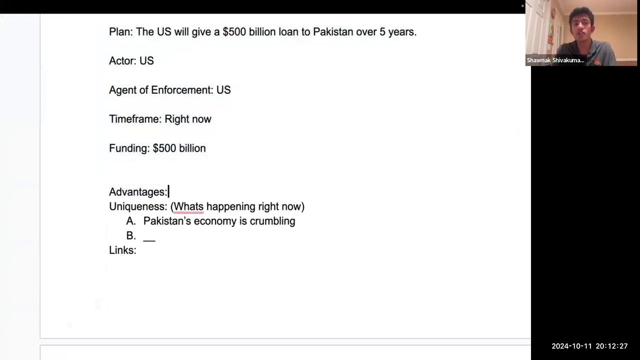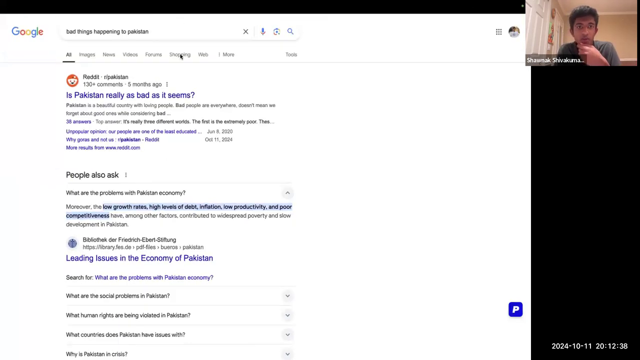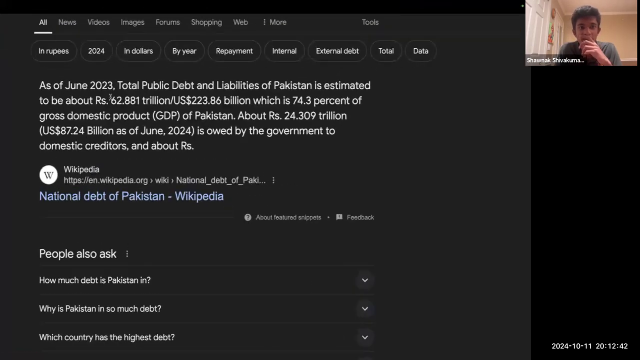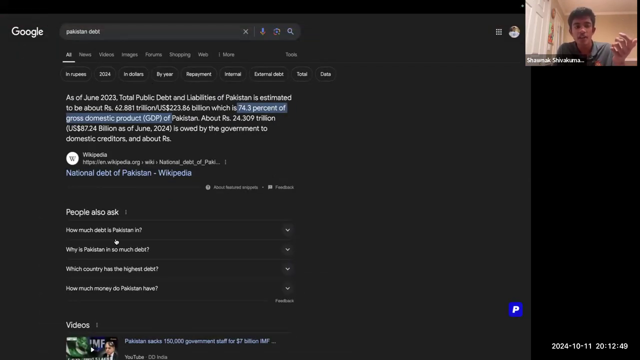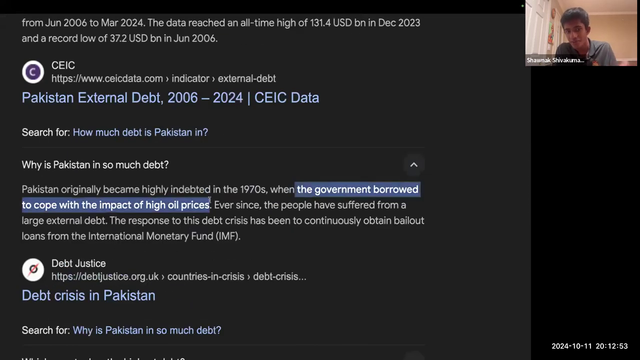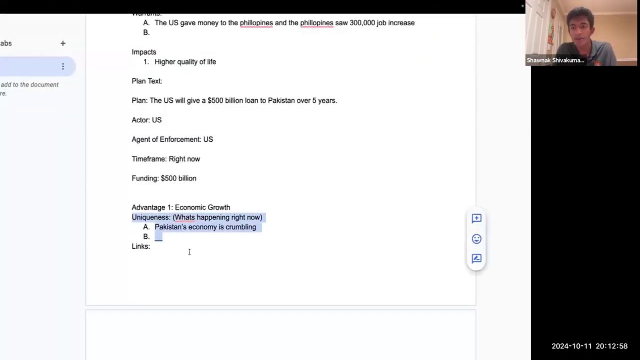So for advantage number 1, we'll call this economic growth. The uniqueness is what's bad happening in the status quo. Once again, if it's internet research, which would be most topics, you research something like Pakistan's debt, which is like 62 or $223 billion, which is 73% of gross domestic product. It's in a lot of debt. But okay, then you can see giving loans is bad. But anyways, you want to outline what's bad happening in the status quo.